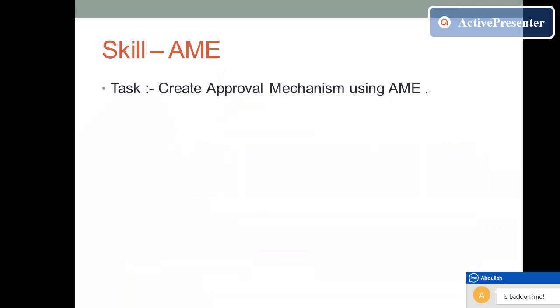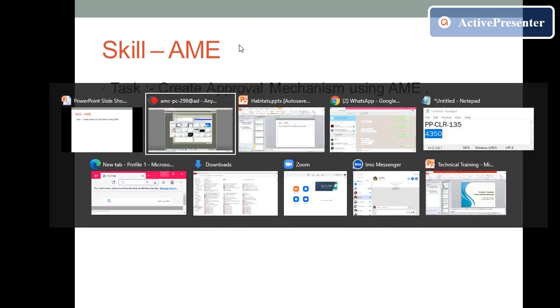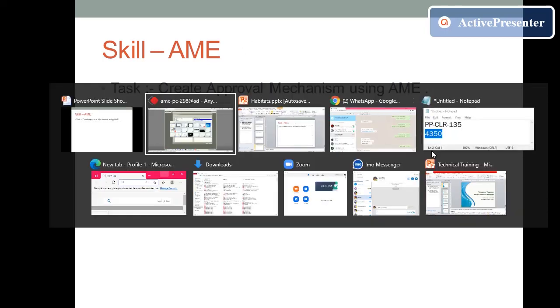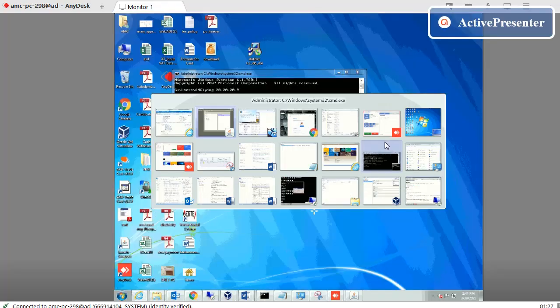Next is another skill: how we use the utility AME. AME means Approval Management Engine. In this we can create the approval mechanism using AME. So how do we do it? Suppose I submit my leave. Let me show you here.